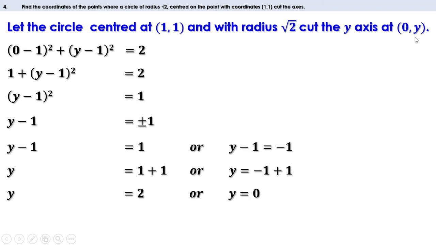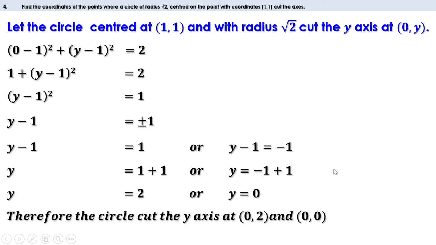When y is 0, the coordinates of the points are 0, 0. That means the circle cuts the y-axis at 0, 2 and 0, 0.